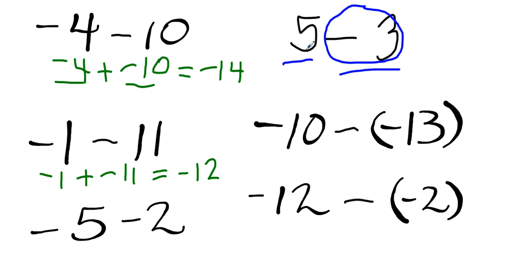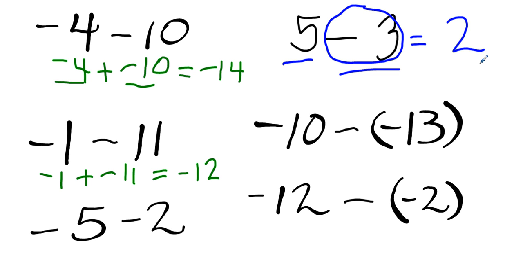Are the signs for positive 5 and negative 3 the same? No. So what we're going to do is subtract. And which one has the highest absolute value? 5. So therefore, 2 will be positive. So 5 minus 3 is 2.